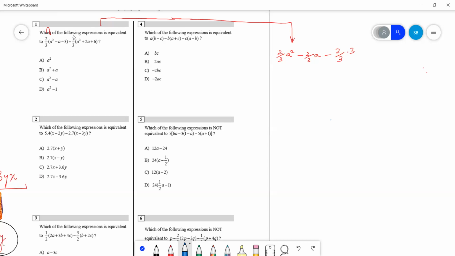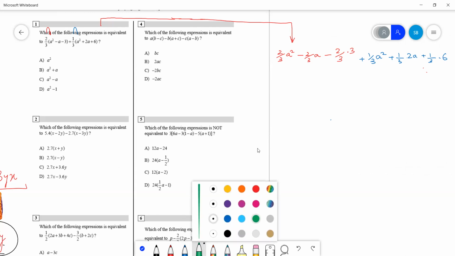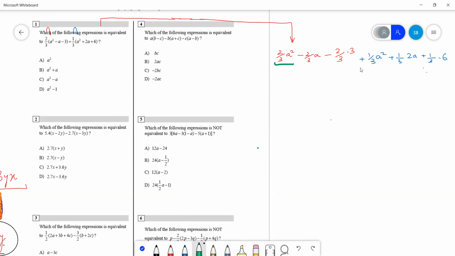And then plus 1 over 3 a to the second power, 1 over 3 times 2a, and then 1 over 3 times 6, correct. Let us see, is there any like term? 2/3 a to the second power, and then 1/3 a to the second power. Correct. So how much will it be?